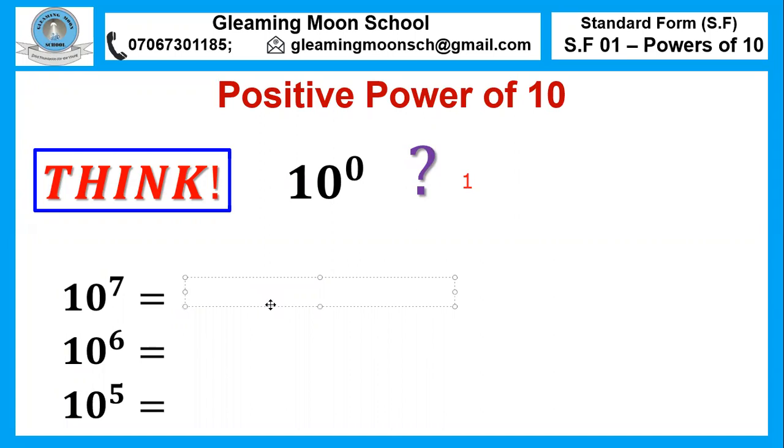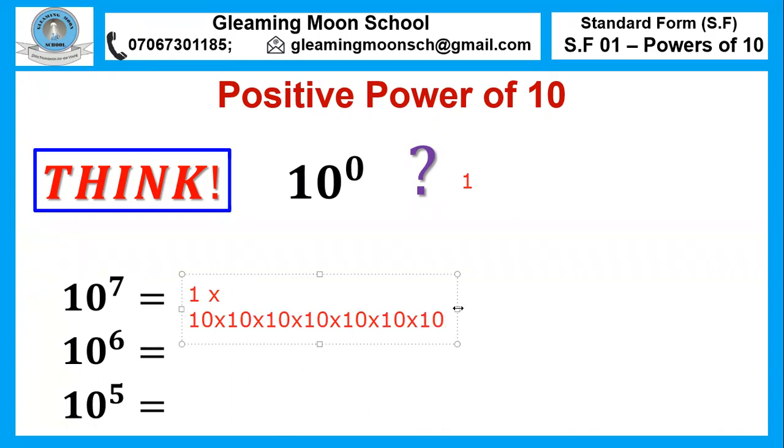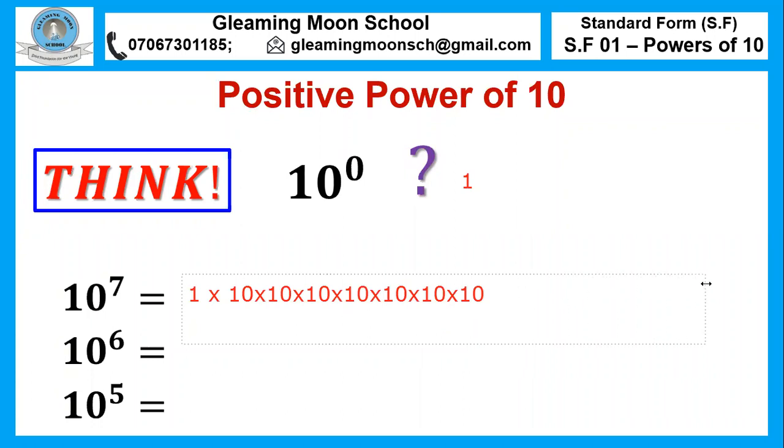We have 10 raised to the power of 7. We start from 1. The power says 7, so that means the repeated multiplication of the base is going to be 7 times. So we have 10 1 times, 10 2 times, 10 3 times, 10 4 times, 10 5 times, 10 6 times, 10 7 times. Can you see how many tens we have there? 7 times multiplying itself.